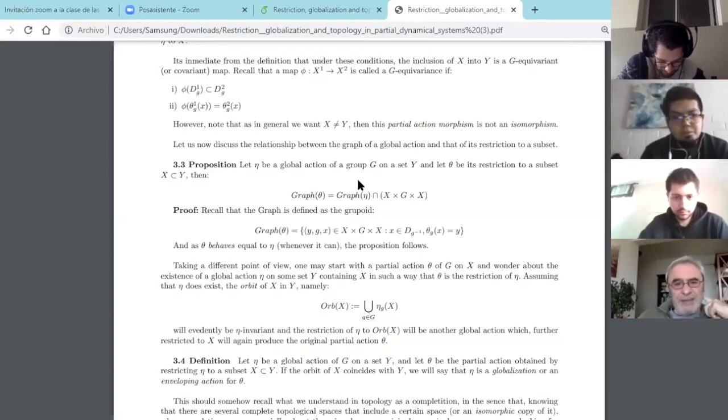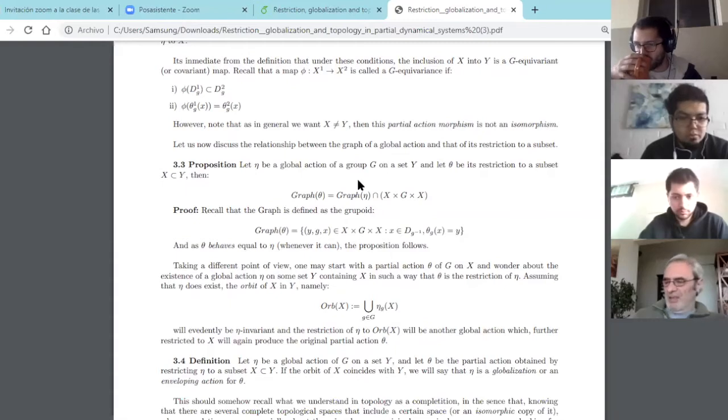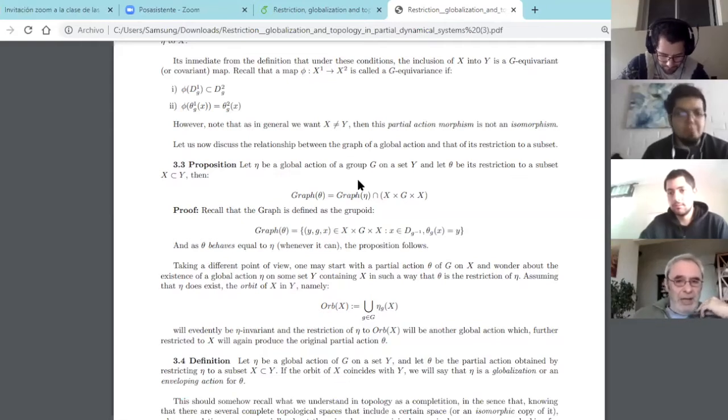And the graph of eta is probably our best example. It was the example introduced several times, for example, by Diego. It was called the transformation groupoid, a groupoid canonically associated to a classical action, to a global action. And we will see that it is already quite obvious that we get other graphs by restriction. Be careful, it is not a restriction as I told you two days ago. It is not restriction to an invariant set.